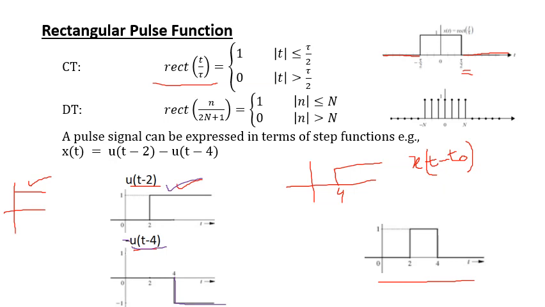Now if I add the two, from 2 up to minus infinity, both signals have a value of 0, so 0 plus 0 results in 0. Now from 2 up to 4, this signal is 1 and this signal is 0, so 1 plus 0 results in 1. So you get this signal.